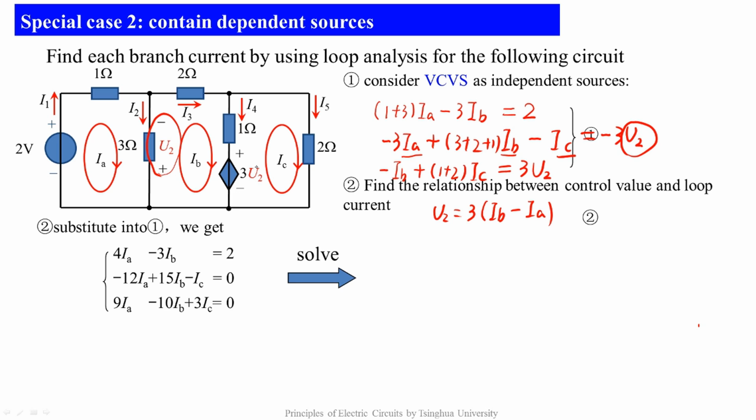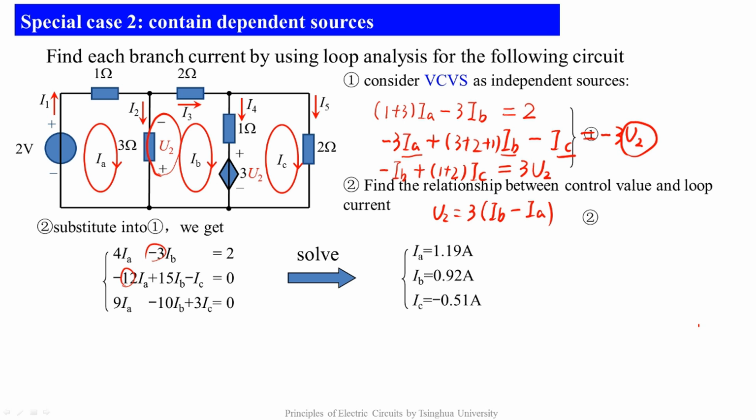Please note that the coefficient matrix of the loop equations we get finally is no longer symmetrical due to the existence of the dependent source. As we mentioned earlier, in the case of no dependent sources in the circuit, the coefficient matrix of the loop equations is symmetrical. In general, this matrix is no longer symmetrical if there are dependent sources in the circuit. By solving these equations, we can soon determine the 3 loop currents.